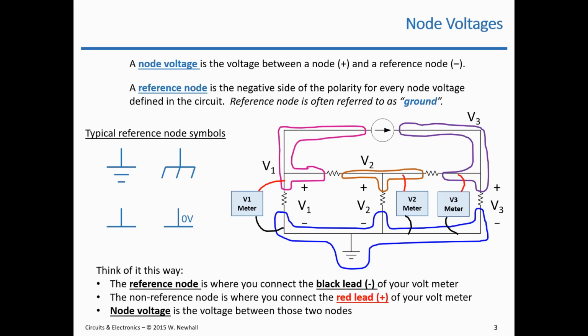It's like saying you have a voltmeter in your car and the chassis of the car, all the exposed metal connected to the frame in the car, is connected to the negative side of the battery. We typically call that ground in a car. And if you want to probe around on different wires and check the voltages, you would be measuring node voltages if your negative lead is always connected to the chassis, touching metal on the chassis, and you're probing around elsewhere with the red lead.